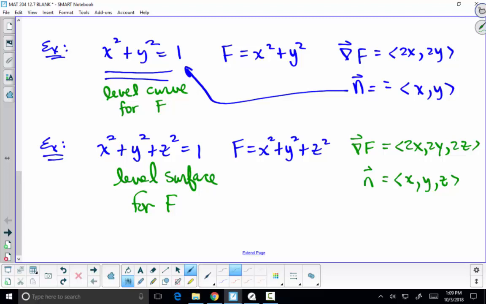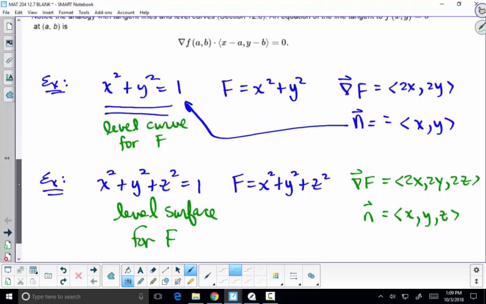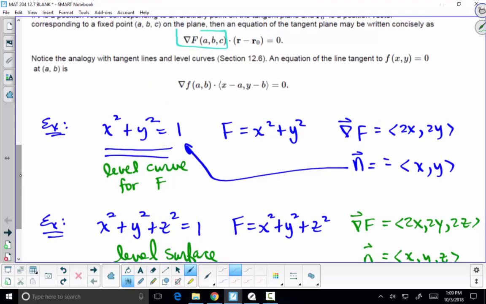And that keeps on going. If you had an object living in 4-dimensional space, you would go up to 5-dimensional space, take the gradient, and that would be orthogonal to your object in 4-dimensional space. Can't visualize it, but that would work. It would be true. All right, so here they're just showing the analogy with which we just went through. Here's the level curve analogy. Here's the level surface analogy. Well, I guess the level curve analogy for the level surface definition.